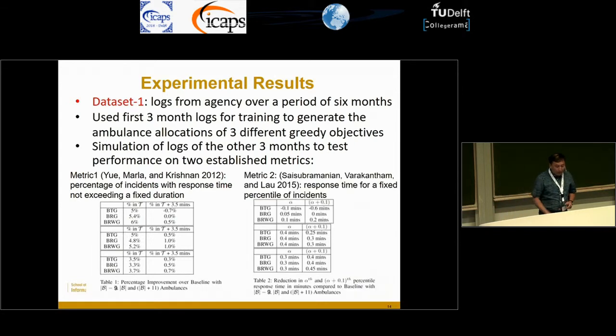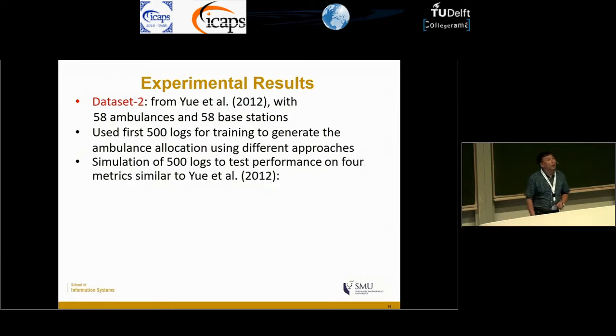Now, in terms of timing, we also managed to save a fraction of a minute, which is like 20 or 30 seconds, using our approach. Again, every second counts, so if you can save 30 seconds of response time, you have actually done quite a lot in improving the quality of the allocation.